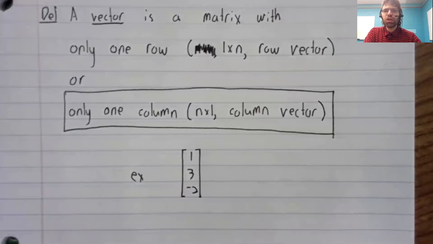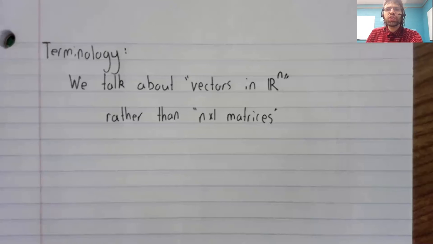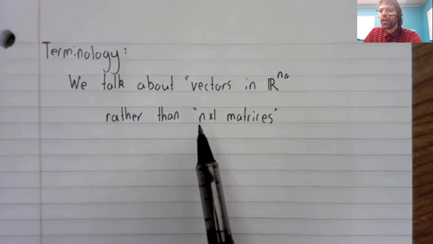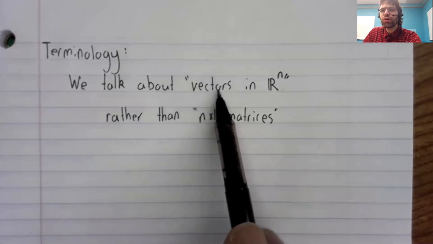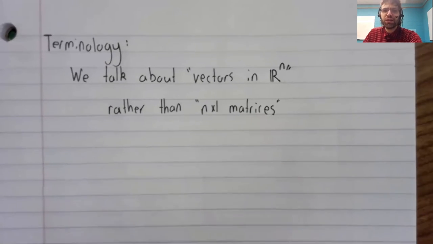So let's talk a little more about vectors. What can we do with them, and what properties do they have? So first, a bit of terminology, driving home what I said, that it usually makes sense to not think of vectors as matrices, but as kind of their own thing. They get their own terminology. Instead of talking about n by one matrices, we talk about vectors in Rn.